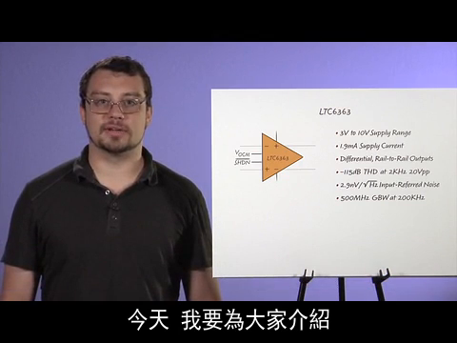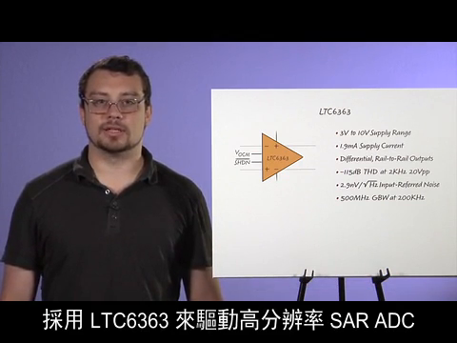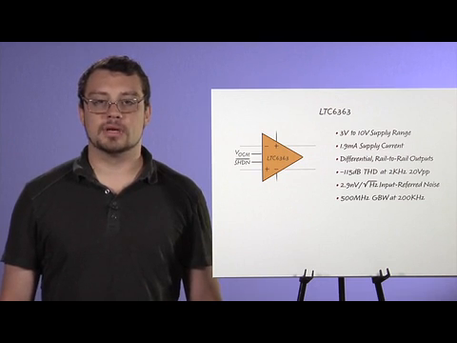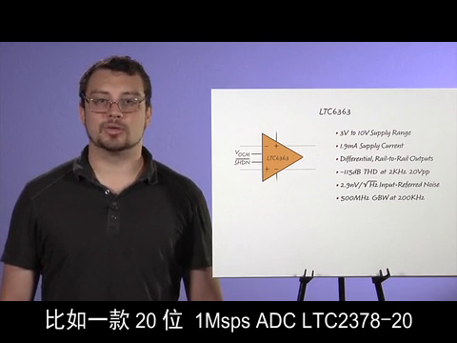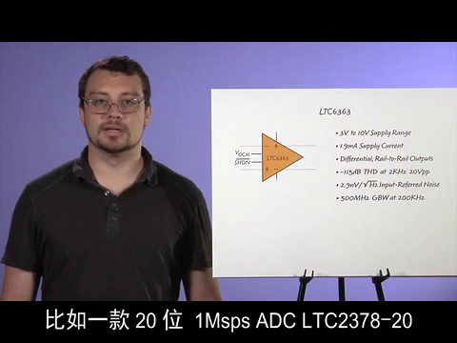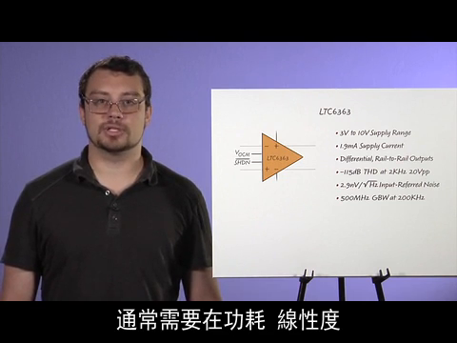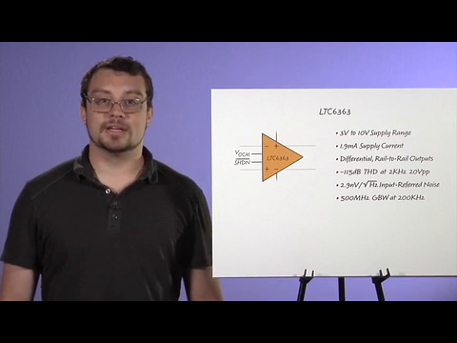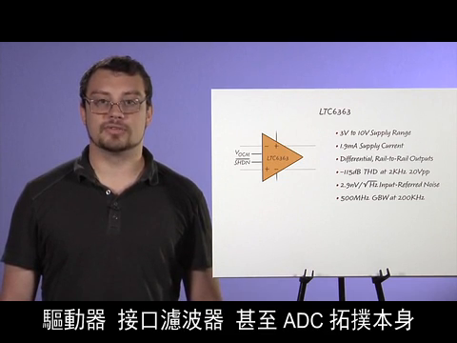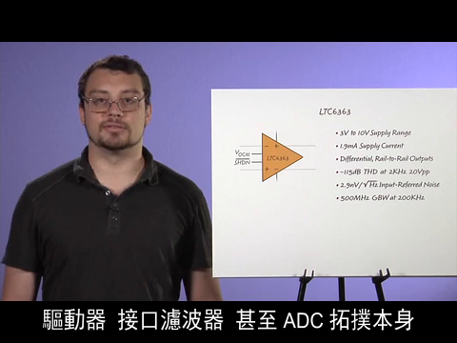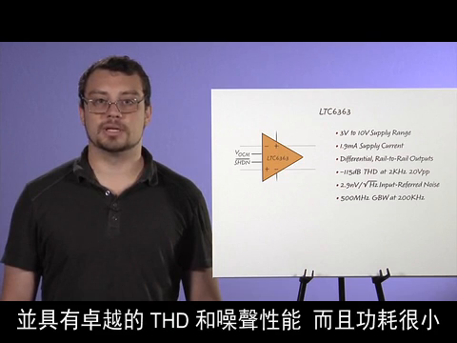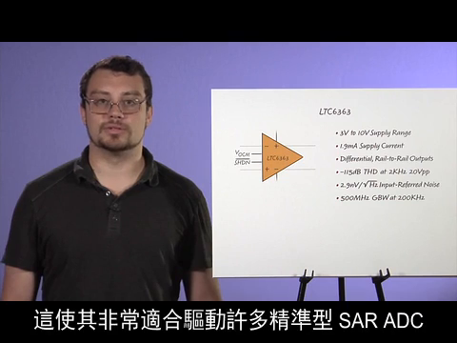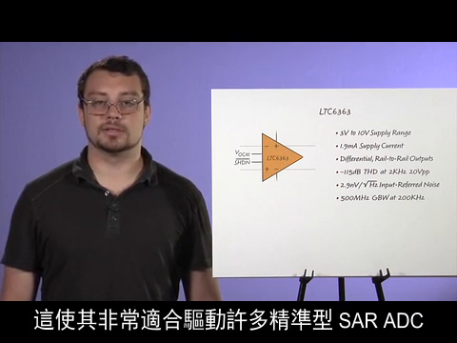Today I will be talking about driving high-resolution SAR ADCs with the LTC6363. Driving high-resolution SAR ADCs like the LTC2378-20, a 20-bit 1 megasample per second ADC, often requires trade-offs between power consumption, linearity, and noise. These parameters are dependent on the driver, the interface filter, and even the ADC topology itself. The LTC6363 can drive up to 20 volts peak-to-peak and exhibits excellent THD and noise with a small amount of power, which makes it well-suited to drive many precision SAR ADCs.